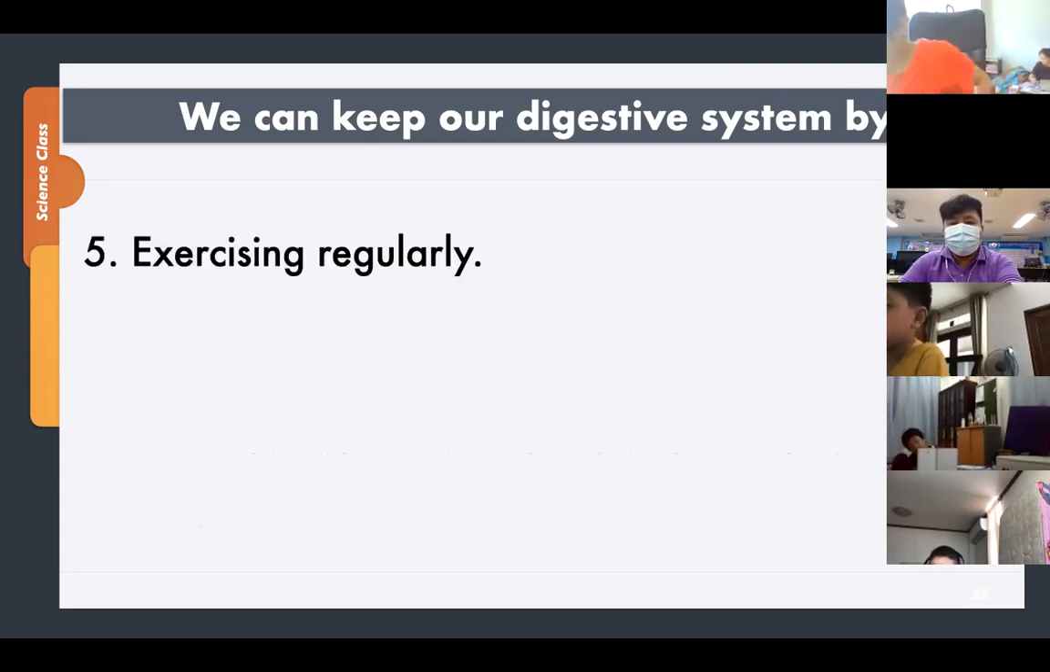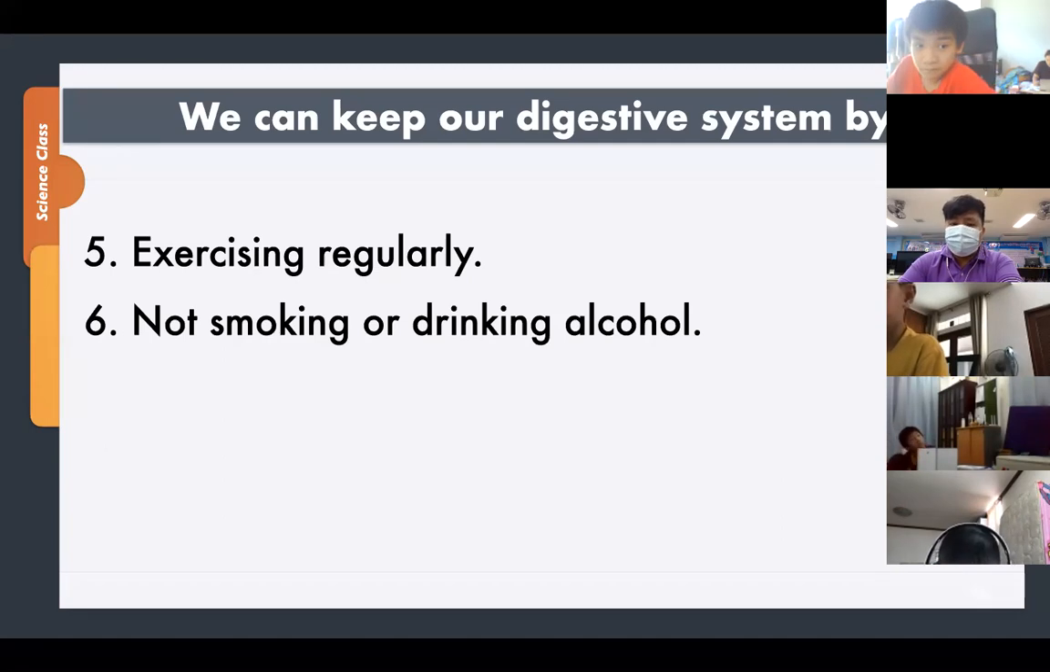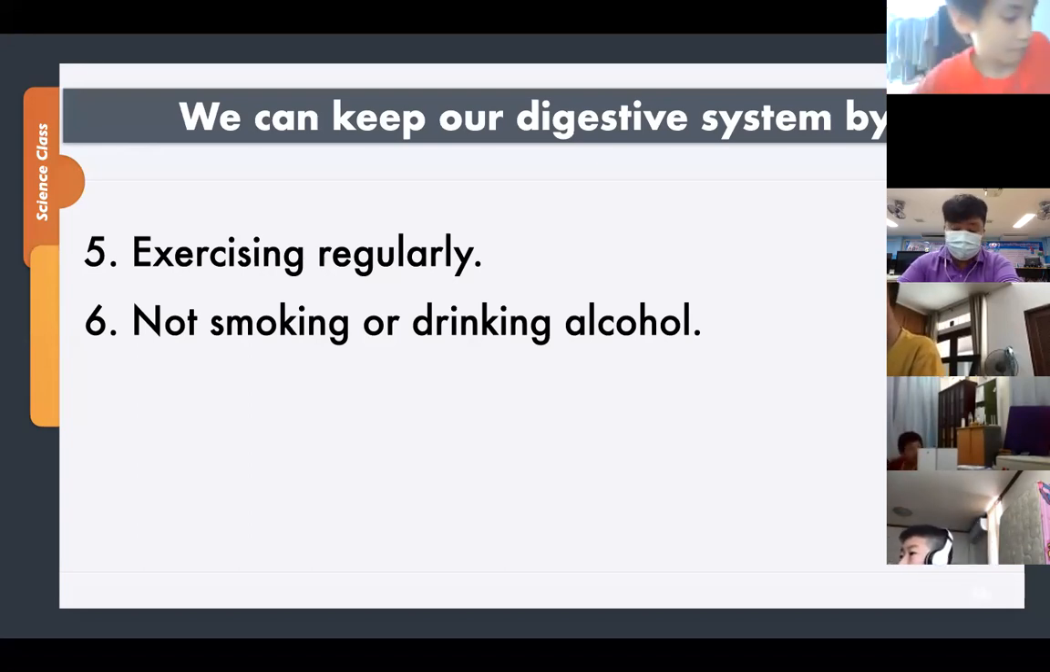Number five, exercise regularly so that you will be able to use the energy that you get from the food that you eat, especially from the protein, carbohydrates, and fats. You should use that energy so it can replenish again when you rest and when you eat food. Number six, not smoking or drinking alcohol. Number six, don't smoke, don't drink alcohol. Even me, I don't smoke and I don't drink alcohol.